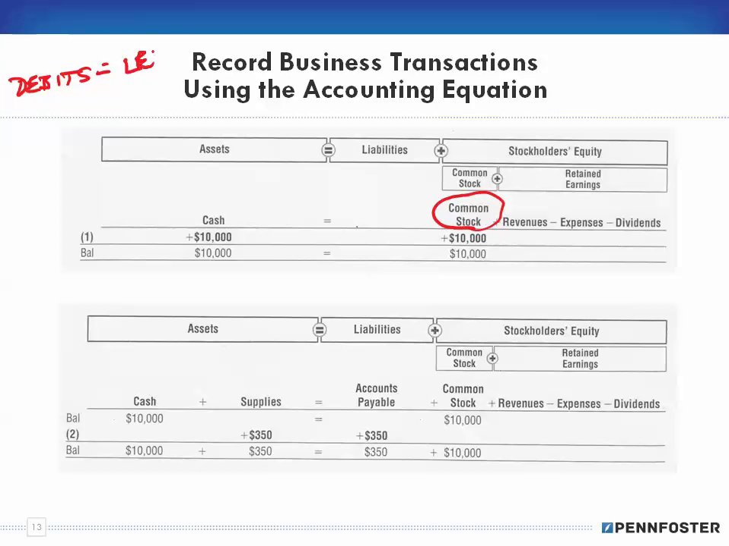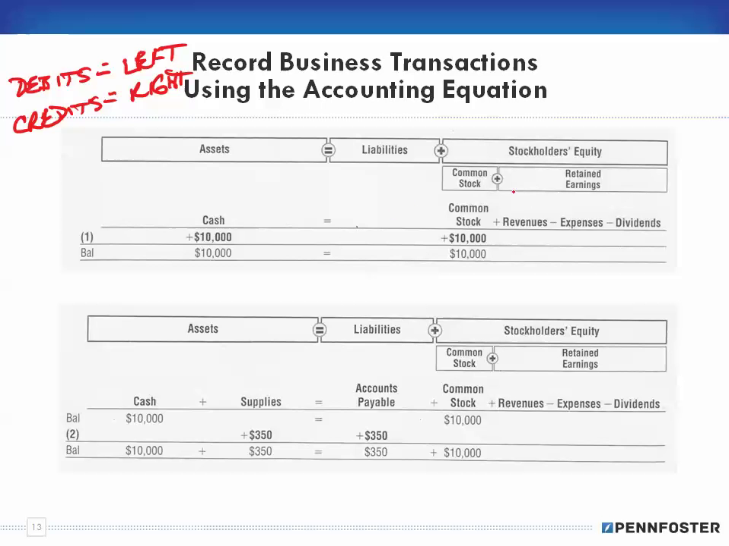What is on the left, and the definition of credits is what is on the right. Now, why is this so? Well, let's just take and look at this $10,000 investment in the business.